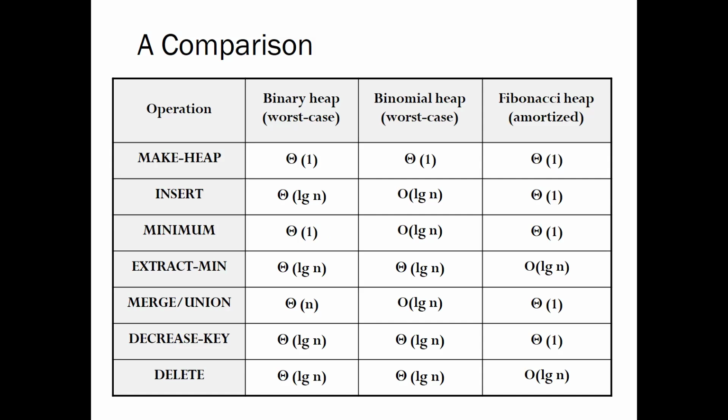Then union, just now I said, then decrease key and delete. Decrease key also takes O of log n in both the cases of binary and binomial, whereas the amortized cost is very less in Fibonacci heap. Delete takes O of log n in all the three cases. You can see delete in Fibonacci heap makes use of extract min also. So that is why the complexity is almost the same.